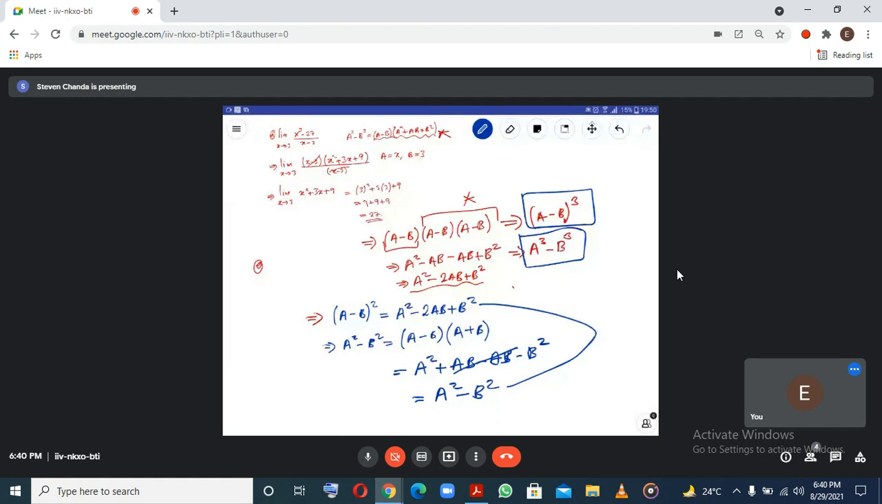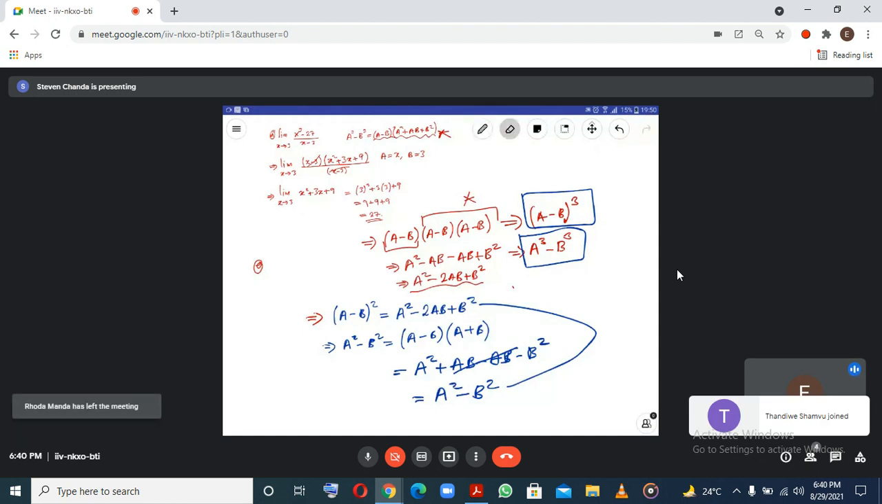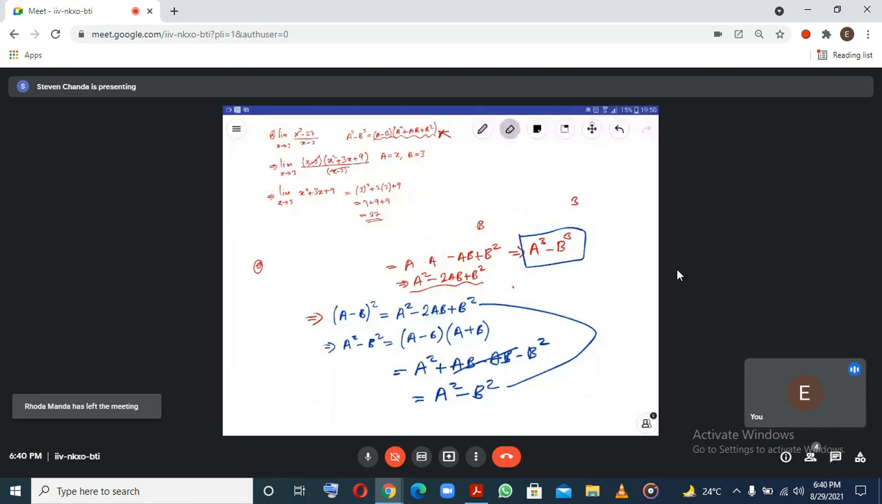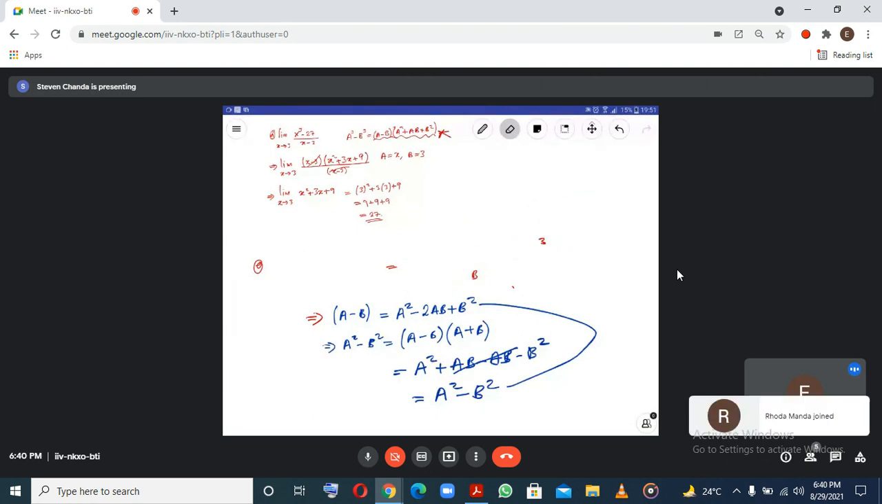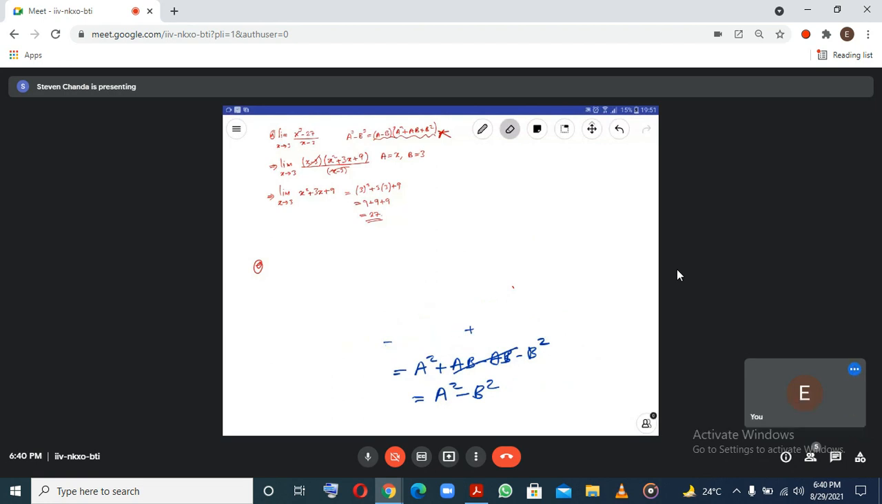Okay, yeah. So that's why you can't really write them like that, because the concepts are different. Yeah, but that's a very, very good question.